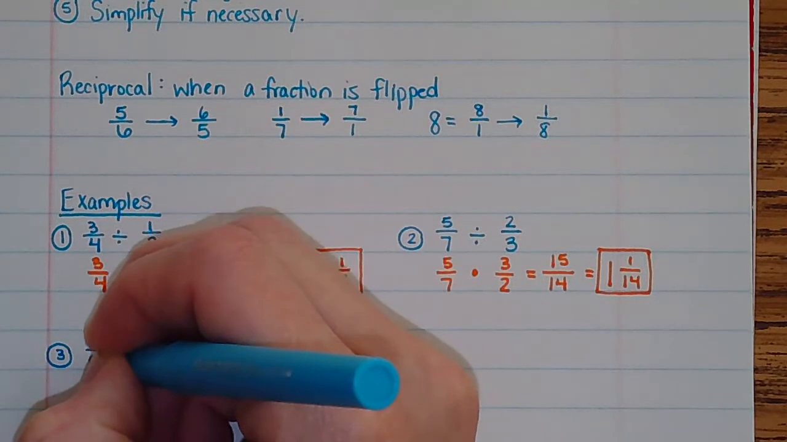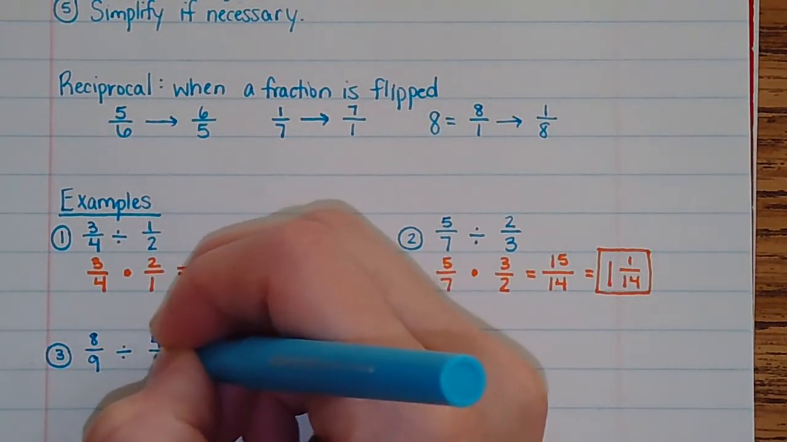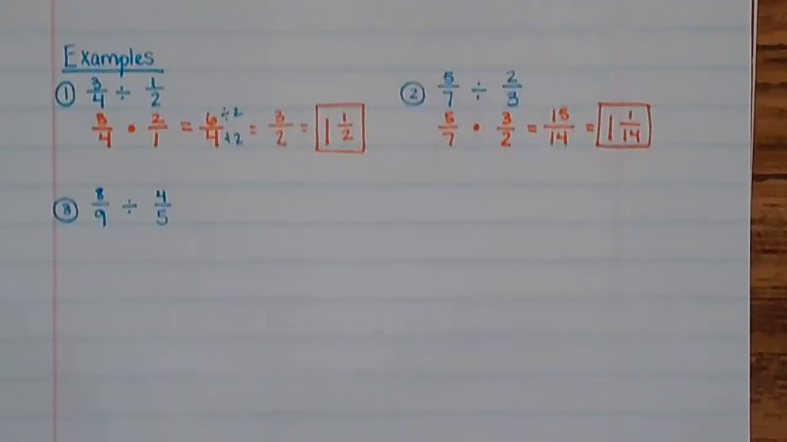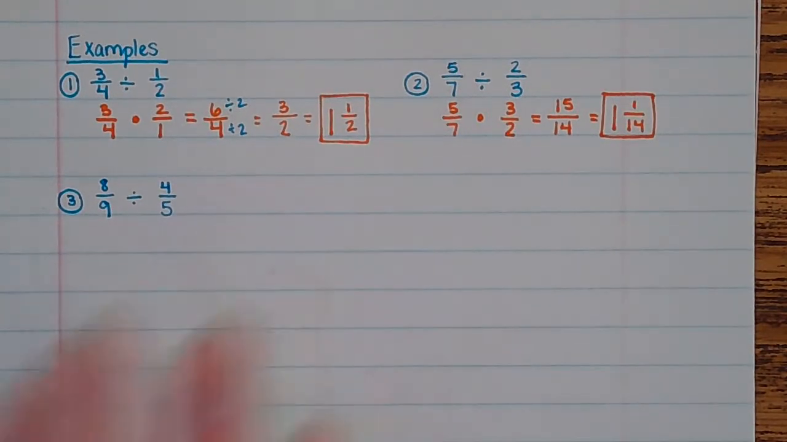8/9 divided by 4/5. Okay, what do I keep? You always keep that first fraction. You're never going to change the first. Remember, it's always keep, change, flip.